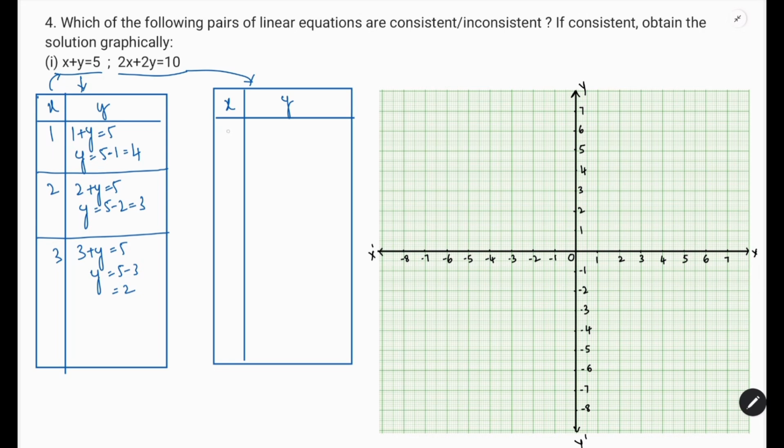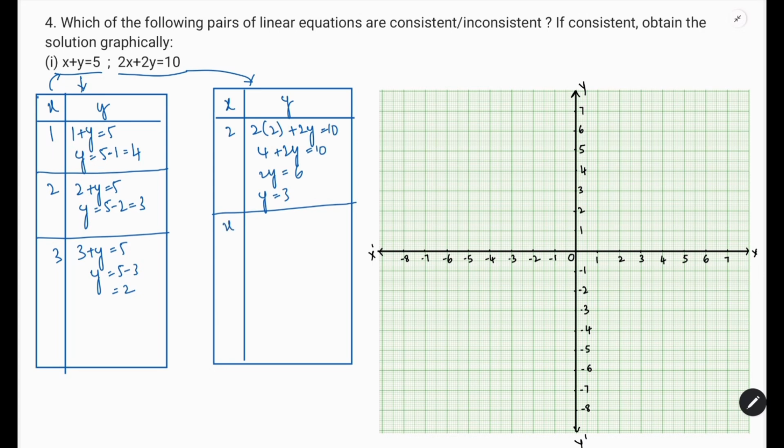If x equal to 2, so 2 into 2 plus 2y equal to 10. Okay. 4 plus 2y equal to 10. So 2y equal to 10 minus 4 is 6. So y equal to 3. Okay. If x equal to 2, y equal to 3.